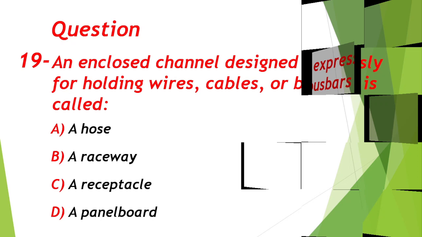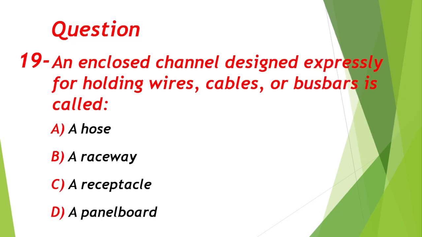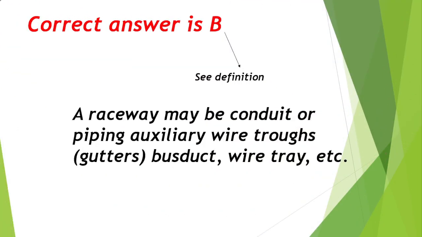Next, question number 19. An enclosed channel designed expressly for holding wires, cables, or busbars is called A. A hose, B. A raceway, C. A receptacle, D. A panelboard. Correct answer is B. See the definition.